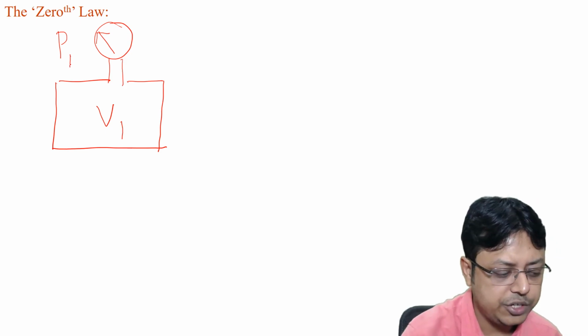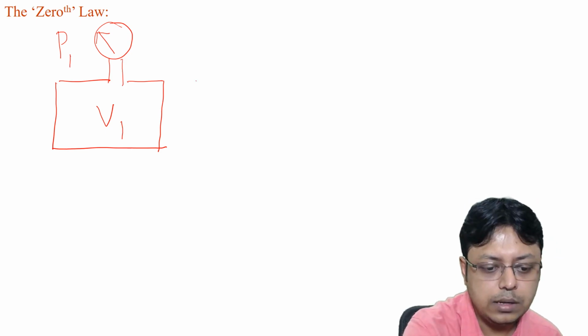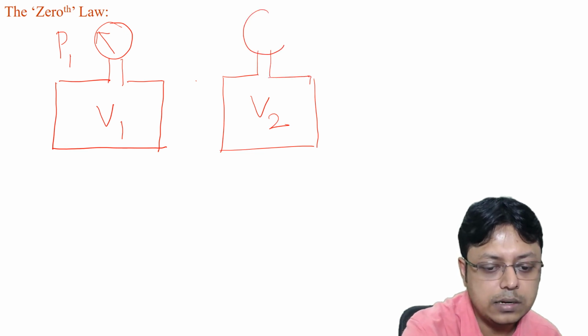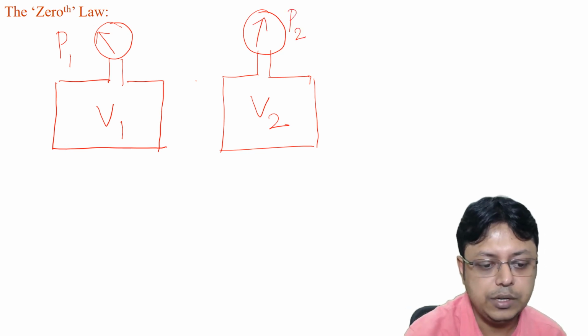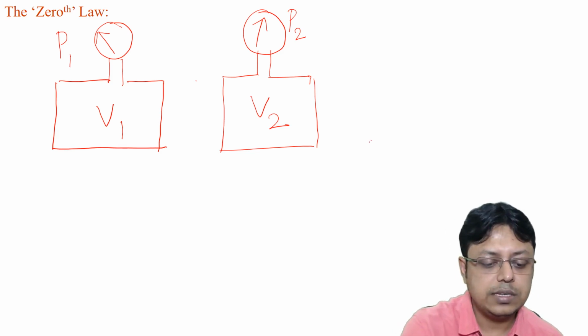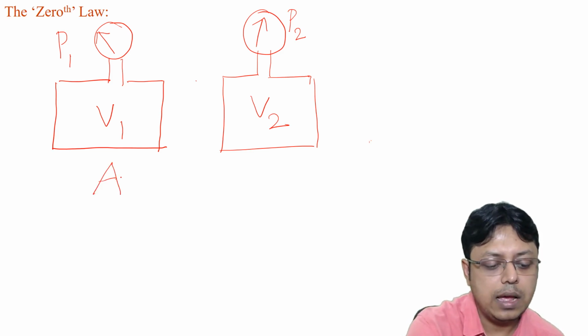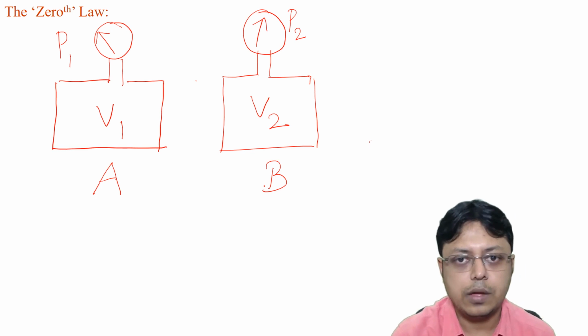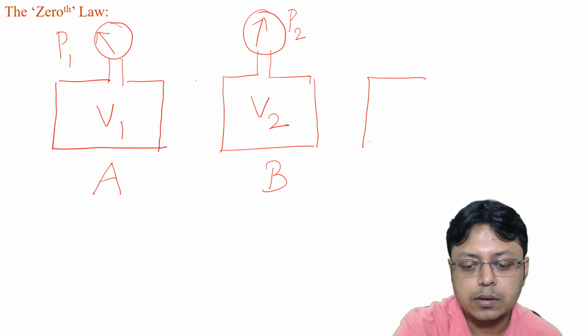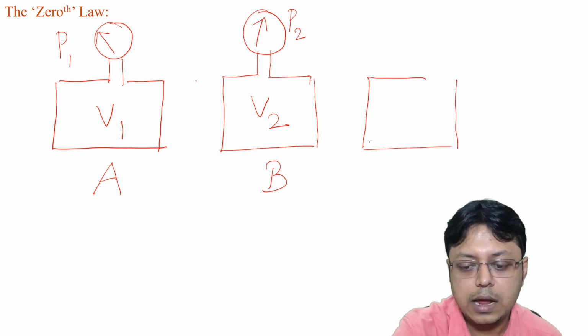Suppose initially the pressure is P1, and now what we do is we bring in another system of, say, volume V2, which as before is connected to a pressure gauge, and suppose the pressure reading for that is P2. Now imagine initially these two systems, which we call system A and, say, system B, are far away from each other, so they are not in contact. Now suppose let us bring them in contact, and what happens?